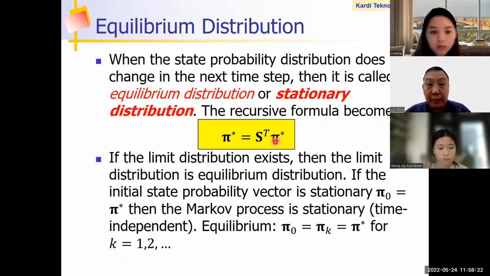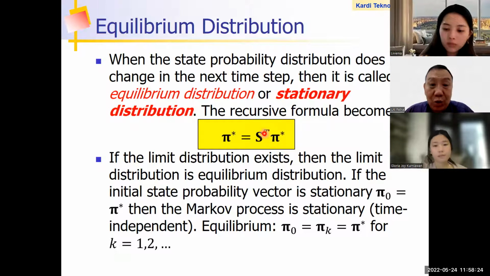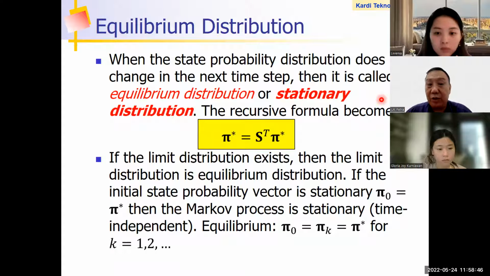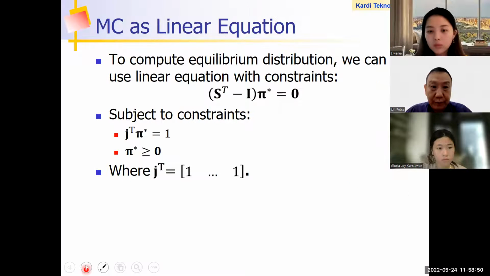So at equilibrium, the phi, if you multiply by the S transpose, will exactly go back to the S phi. It does not always exist, but if it exists, then this limit distribution is the equilibrium. So this is called the stationary distribution or equilibrium distribution. So this is how to compute it.